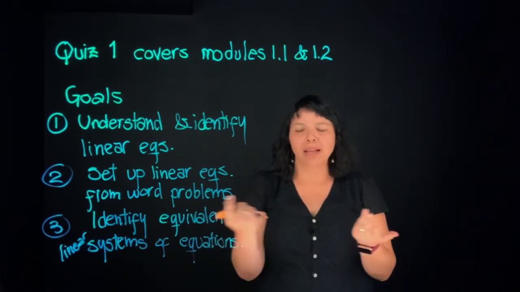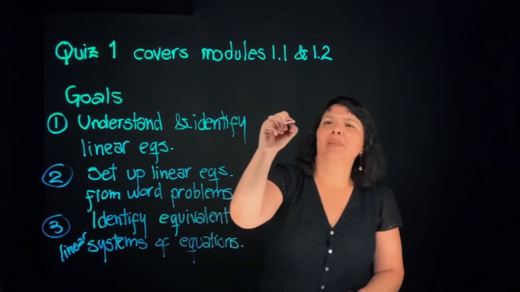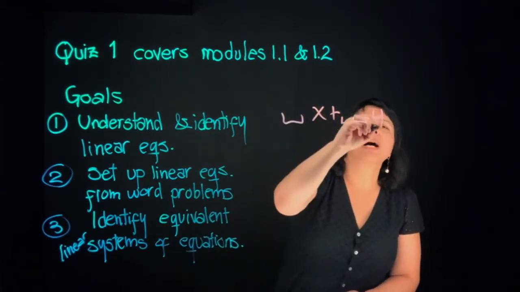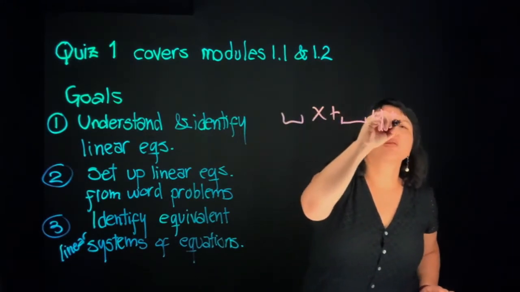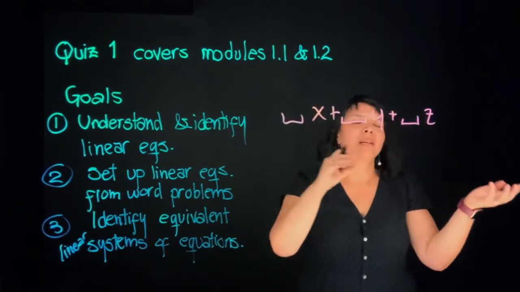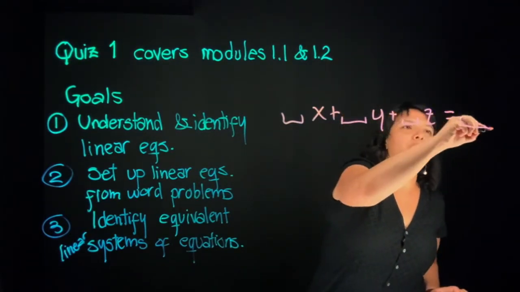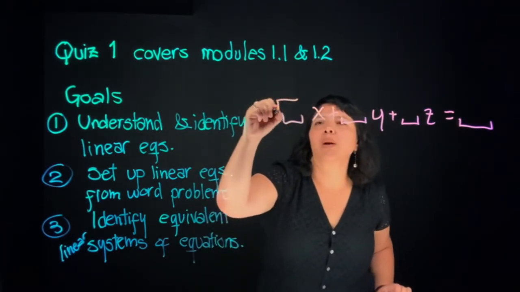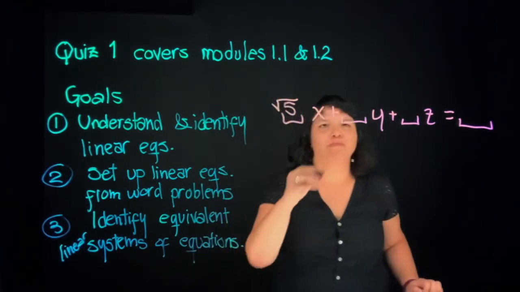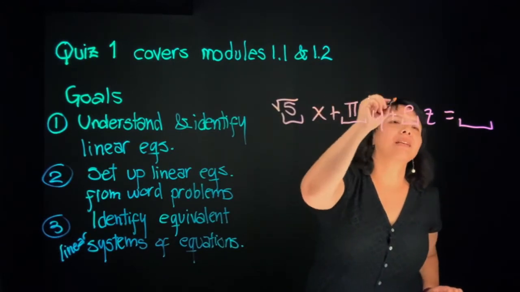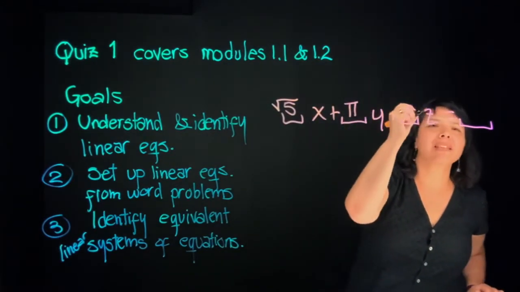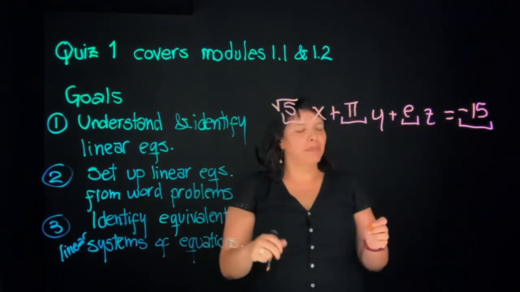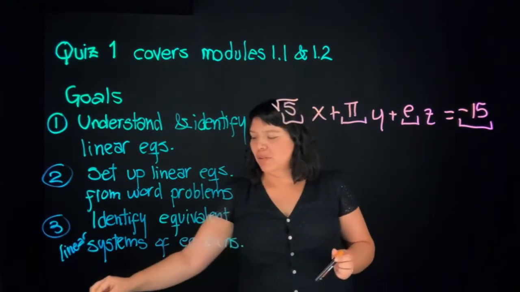Linear equations look like number times x plus number, these are really coefficients, times y, plus coefficient times z, and you can always manipulate it to be equal to another coefficient. So for example, your coefficients can be funny numbers like square root of 5, pi, e, and here you can have positive, negative, 0, any number, negative 15. So that's an example of a linear equation for three variables.